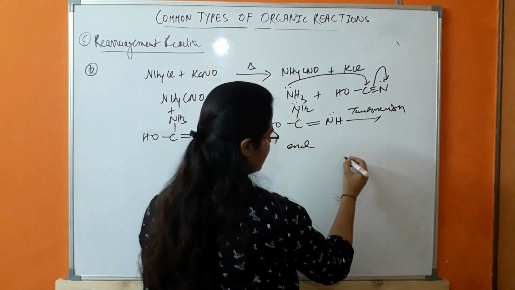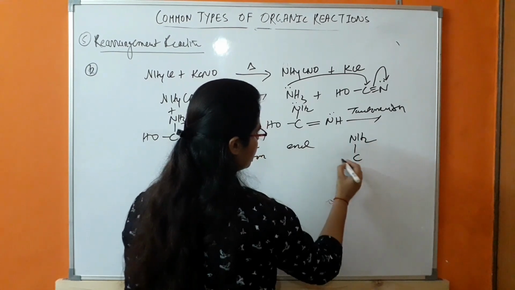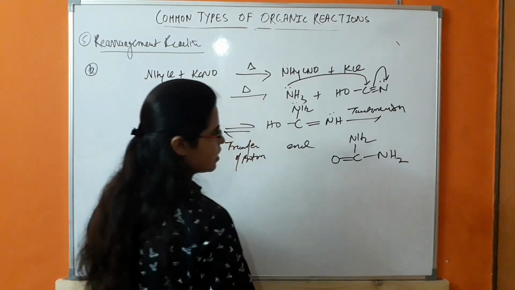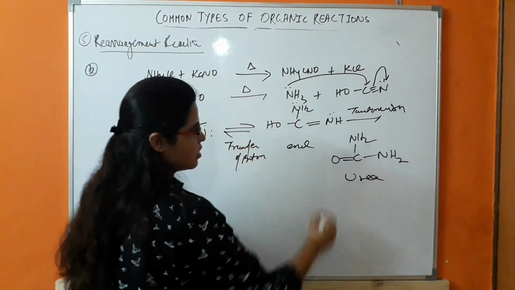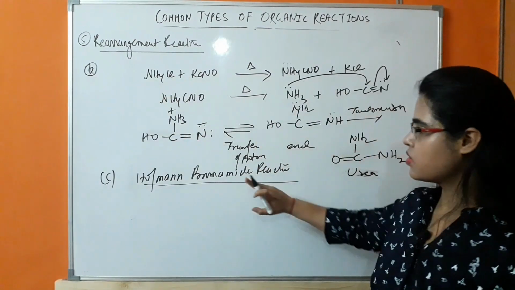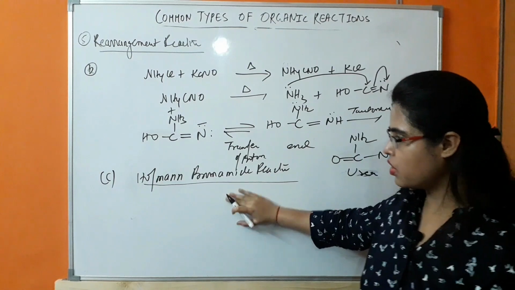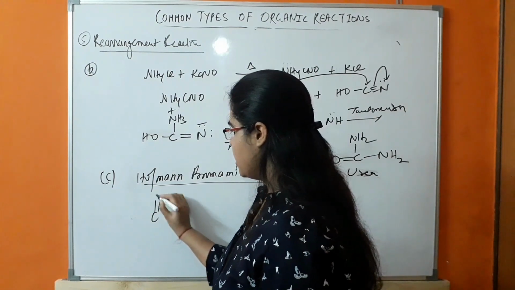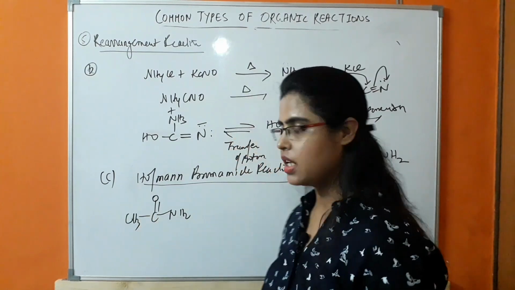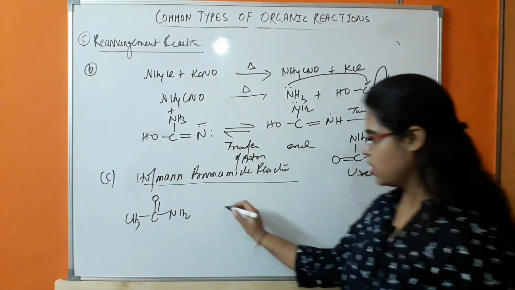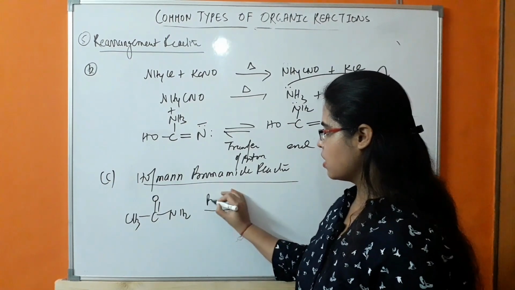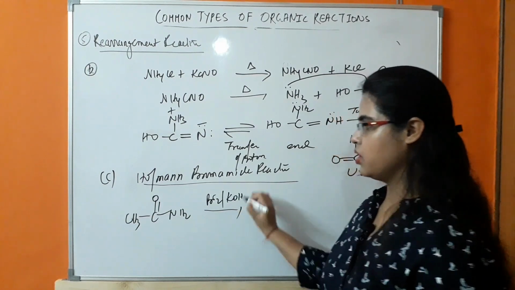Okay, so what will happen next? CNH2 double bond O, NH2. Okay, this is urea. Okay, this is the ketonic isomer. Next example is the Hofmann bromamide reaction. This is a named reaction. In this case, the amide is converted into amines. Okay, the amide will be converted into amines and there will be rearrangement of atoms. This reaction occurs in the presence of Br2 and KOH.